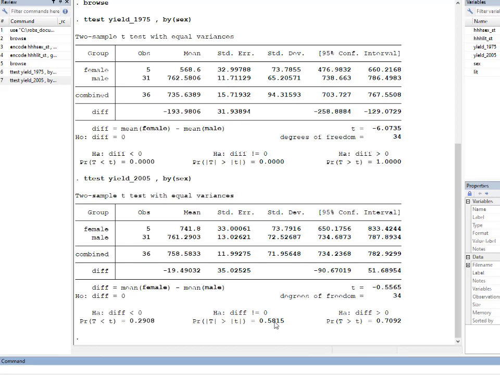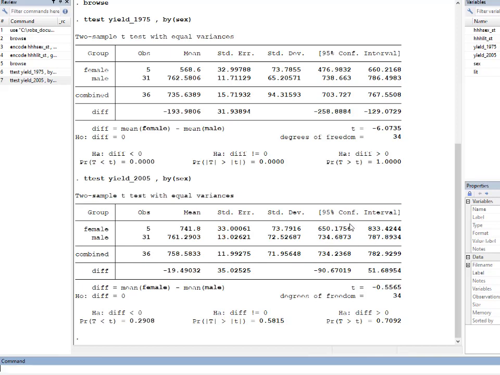So this is telling me it could very easily happen that in the population in 2005, men and women are doing exactly the same. And if that was true, the chance of choosing a sample this size, 5 females, 31 males, and finding a difference as big as this, which was a difference of 19, is very high. So I definitely am not very surprised. I definitely would not reject the null hypothesis. So there's no evidence there at all that men and women are doing differently in 2005.